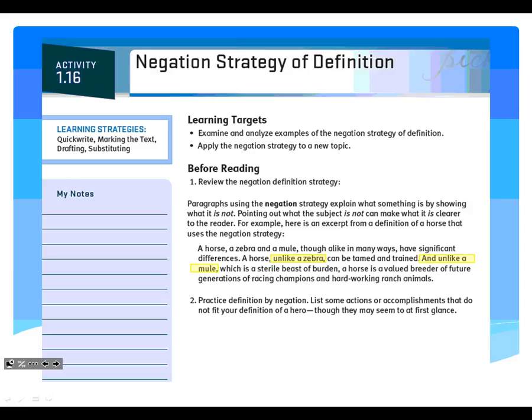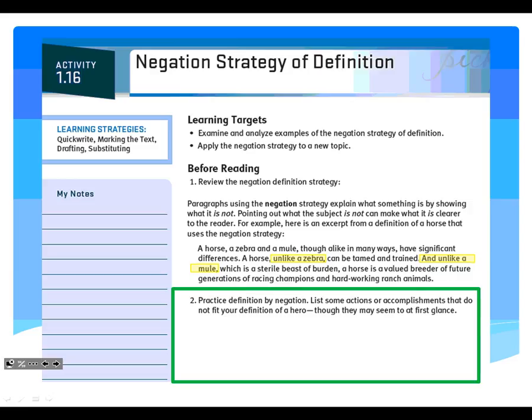Alright, now something I might consider in your mindset, maybe you want to use the term unlike when you're getting ready to write your negation strategy. So maybe instead of saying a hero does not, a hero will not, maybe you're going to use a hero is unlike to go ahead and utilize a negation strategy.